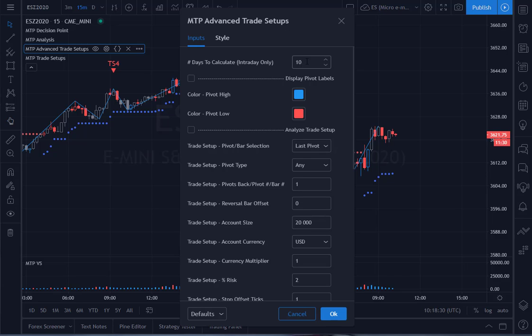We can't keep it too high, because if it's too high, as I said at the start, you run the risk of bumping into resource restrictions at TradingView. So your script that you have here runs the risk of timing out. So that's why we want to keep this days to calculate, if you're using intraday charts, as low as possible.